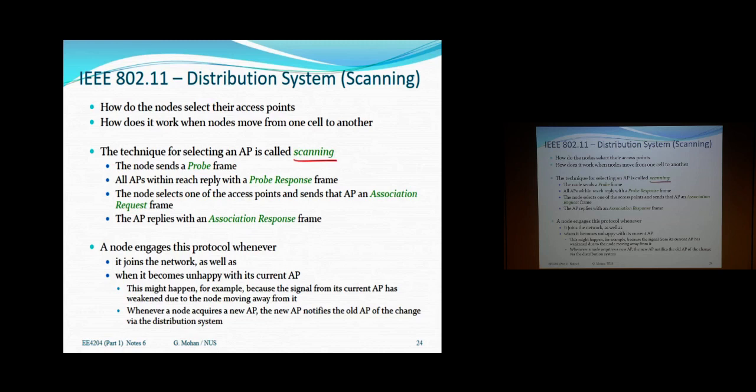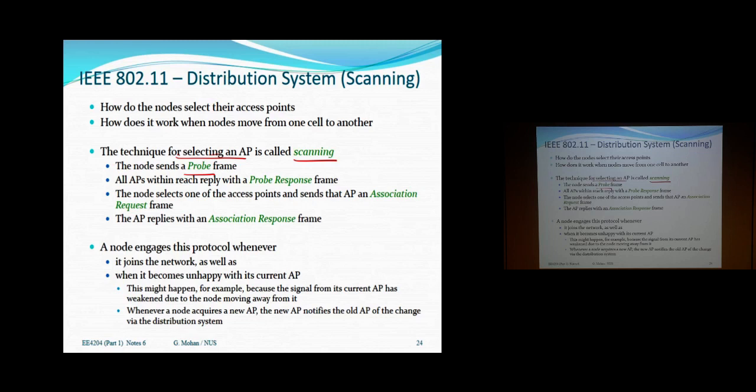Okay. Basically, a host is attached or associated with an AP. The procedure is called scanning. Very simple. The node or host sends a probe frame. It could be sent periodically. It's a control frame.